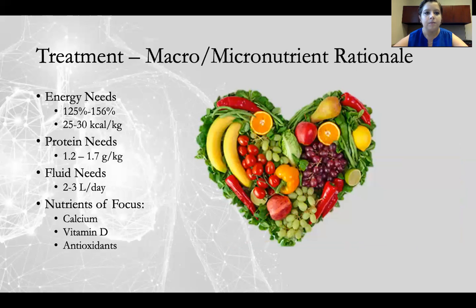So at a micro and macro level, we need to focus on energy, as I said, and so we have an increased need. They should have 25 to 30 kcals per kilogram of body weight. For protein, it ranges from 1.2 to 1.7 grams per kilogram. And how you decide this range is if they're in remission or exacerbation of the disease. So if the disease is not very active at the moment, everything's not as inflamed, we can focus on the 1.2.